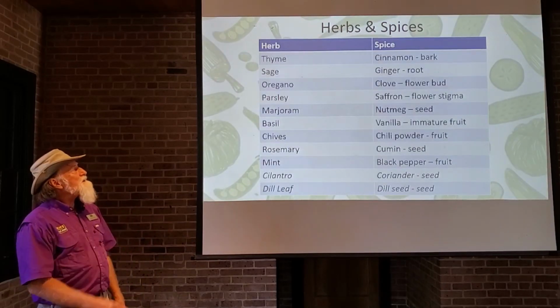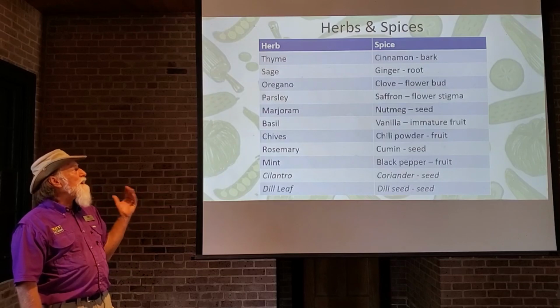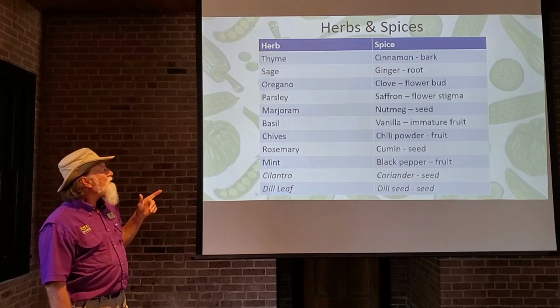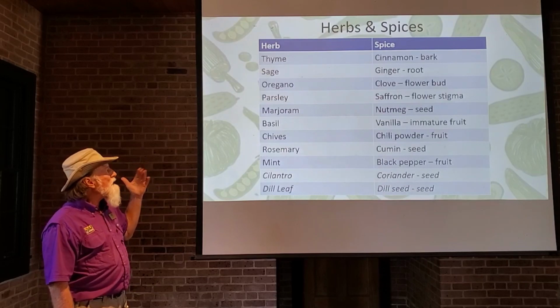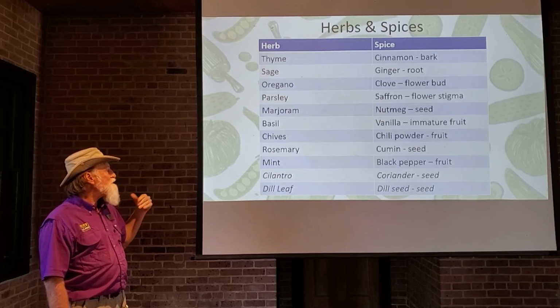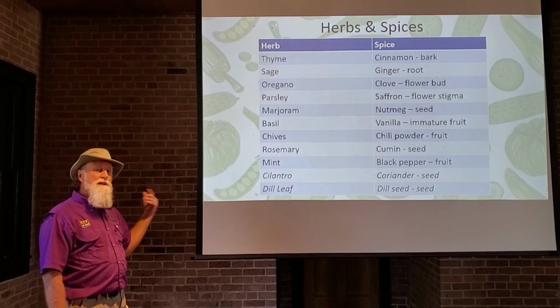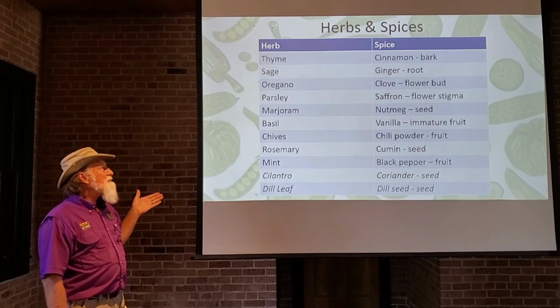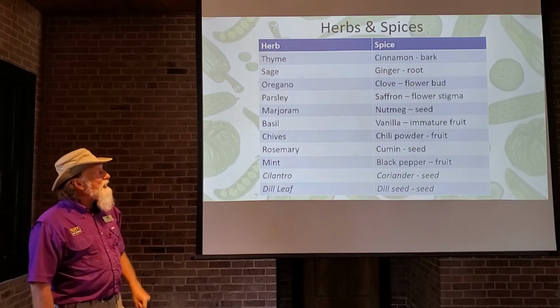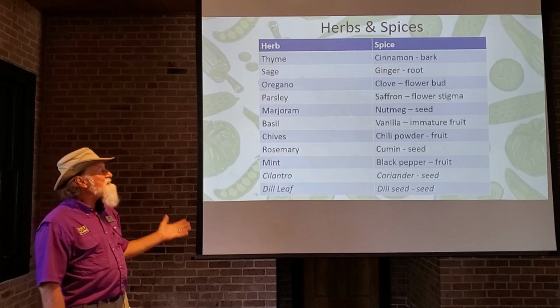Now, here I've listed some herbs and spices to show you what I was talking about with the different parts of the plant that they come from. On the left here, we have the herbs. We've got thyme, sage, oregano, parsley, marjoram, basil, chives, rosemary, cilantro, and dill. With those, we're using the leaves, and those are herbs. On the right-hand column, we list some spices.